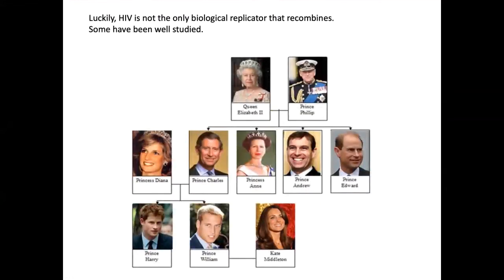HIV is not the only biological replicator that recombines, and some other biological replicators, such as the one depicted here, have been very well studied in terms of their genotypes, and there are methods to either allow for recombination in phylogenies, so as to obtain phylogenies that are approximately true, or in fact to infer the whole ancestral graph. So you can see as you go backwards in this tree, you have splits going in both directions.